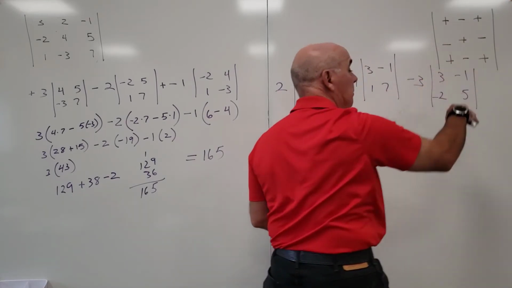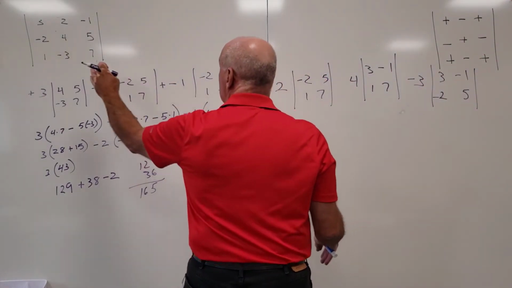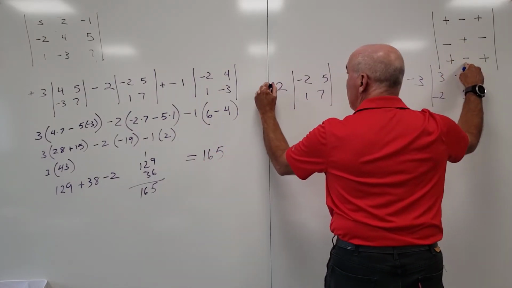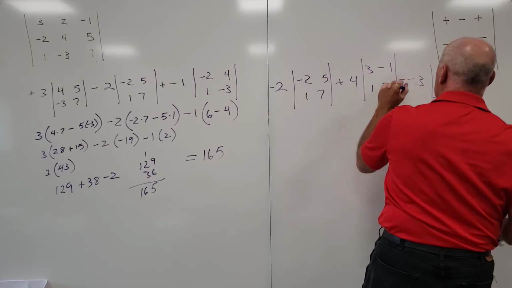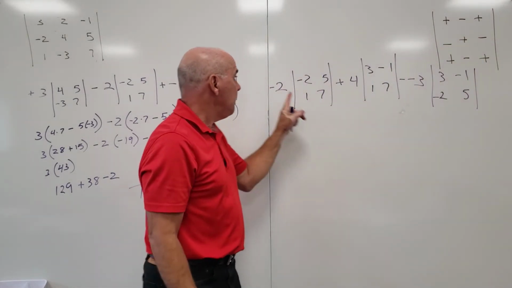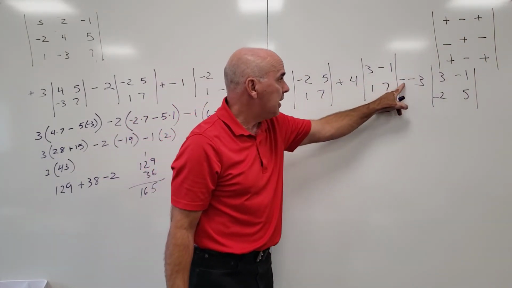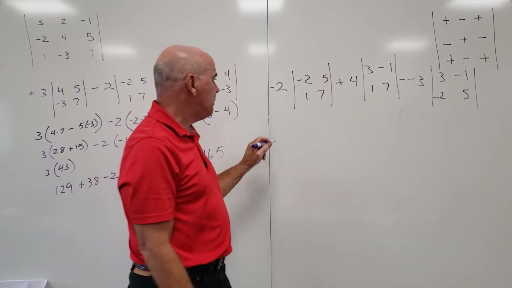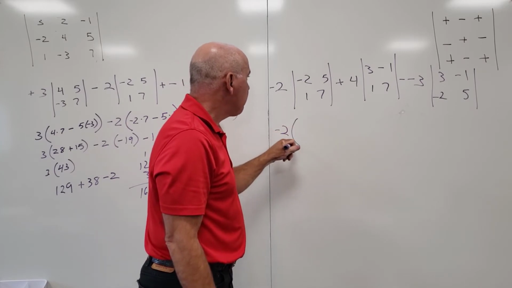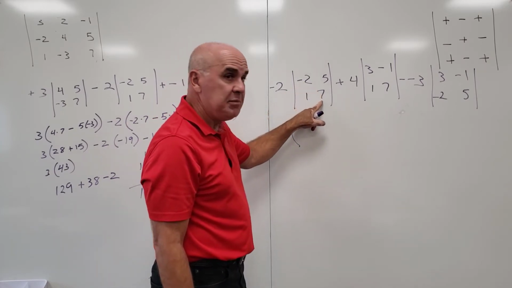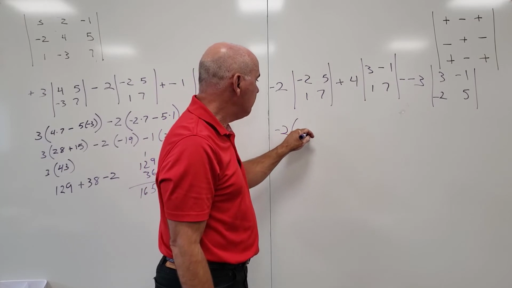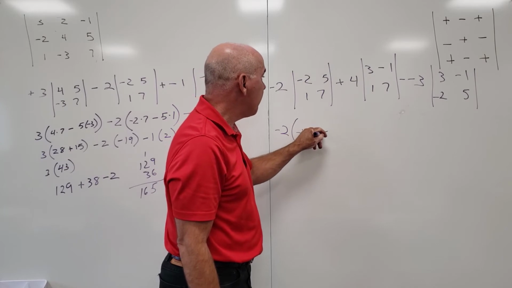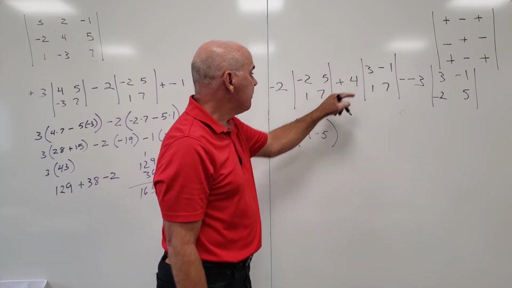Then I have to go over here for the plus, minus, plus, minus. I chose that center column, so that's going to be minus, plus, minus. The -3 doesn't change, except that now I have two negatives. So I get -2 times 7, that's -14, minus 1 times 5, so minus 5. Plus 4.